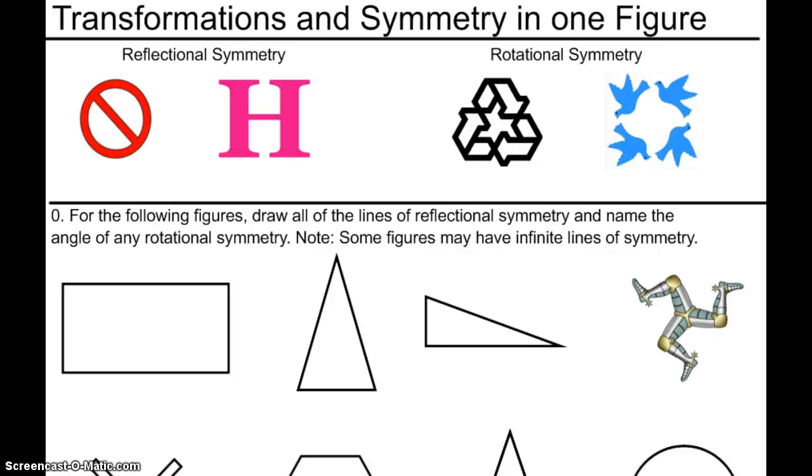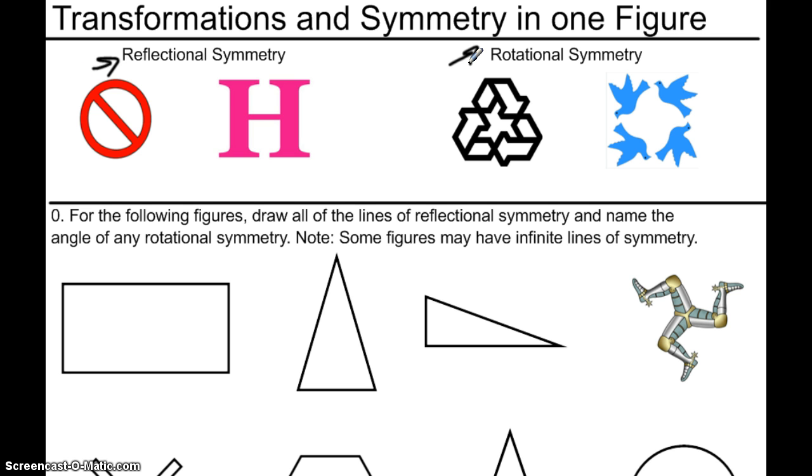In this video, we're going to be talking about transformations and symmetry in one figure. Specifically, we're going to talk about transformations that, when they're performed, map a shape or a figure onto itself. So that means we're looking for things like reflections and rotations that, once we do them, don't change how the figure looks. So, reflectional symmetry.